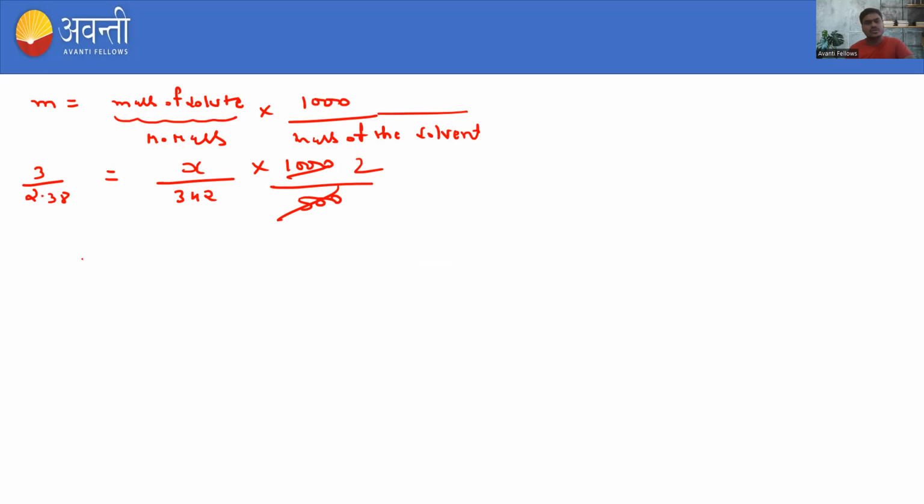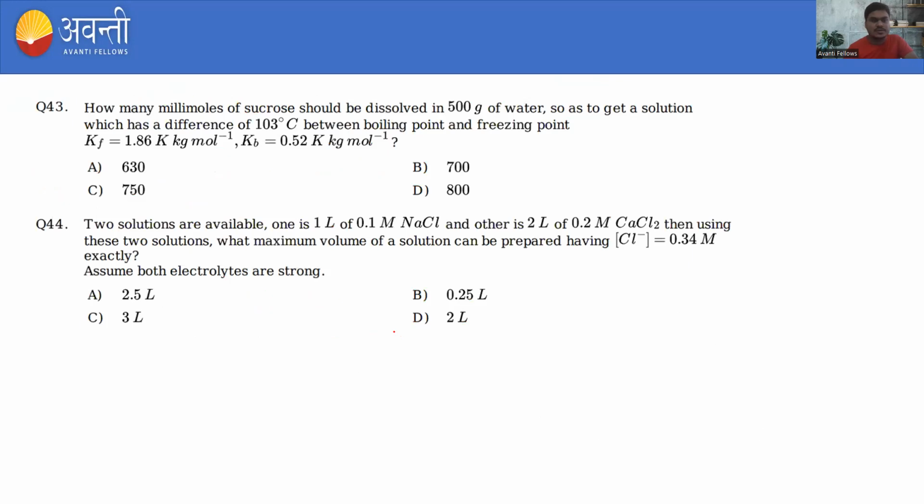Just solve these two. On solving, you'll get the value of x. That comes out to be nothing but 0.63. But in the question, they are asking in millimoles, so just multiply by 1000. So you'll get 630 millimoles. Okay, so this is the correct option, that is 630 millimoles.